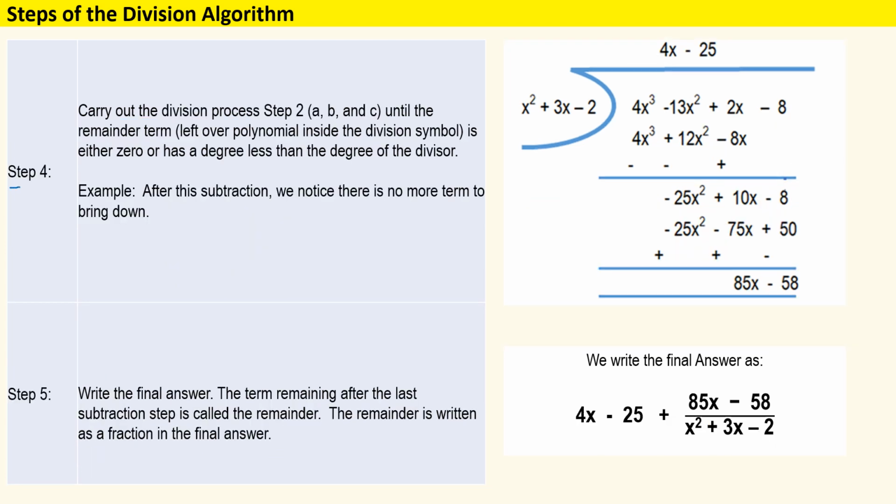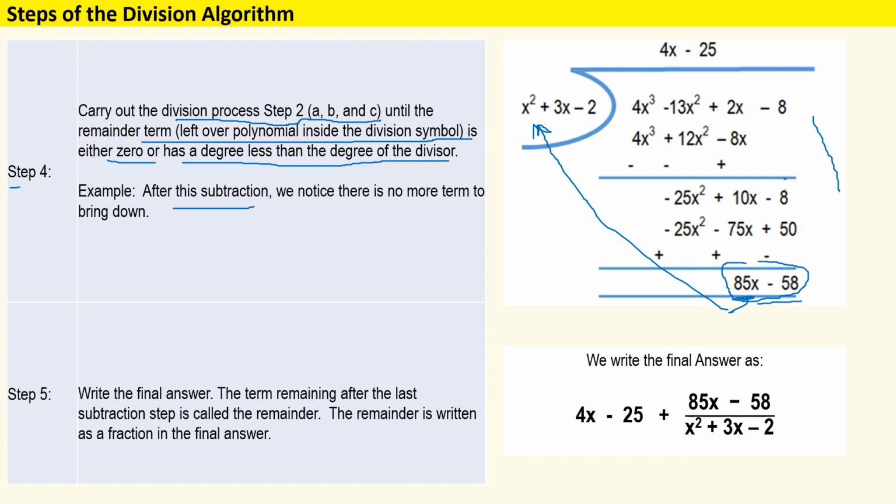Step 4 is to carry out the division process, that is step 2 a, b and c, until the remainder term, that is the leftover polynomial inside the division symbol, is either 0 or has a degree less than the degree of the divisor. In our case, after subtraction we are left with 85x minus 58, and there is no term to bring down. This is not equal to 0, but its degree is 1, which is less than the degree of our divisor, which has a degree of 2.